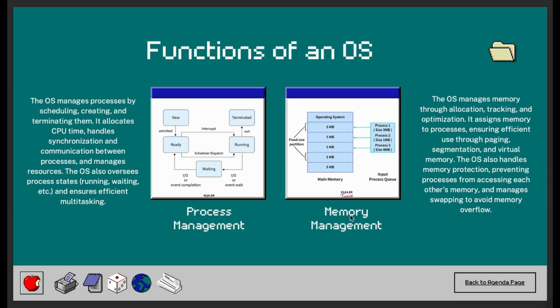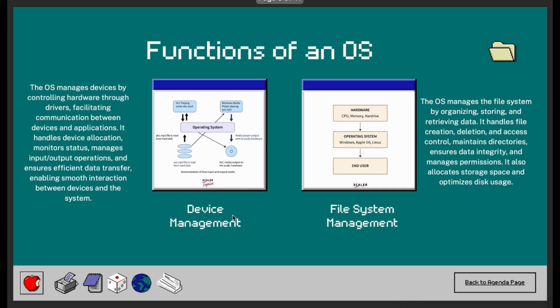Then we have memory management. An operating system manages the memory of a computer system. It tracks, it allocates, and it optimizes the memory. It also assigns memory to processes by something called paging, segmentation, and virtual memory, which are the different procedures to do the same. It also takes care of memory protection as well as swapping, which are some of the key features in memory management.